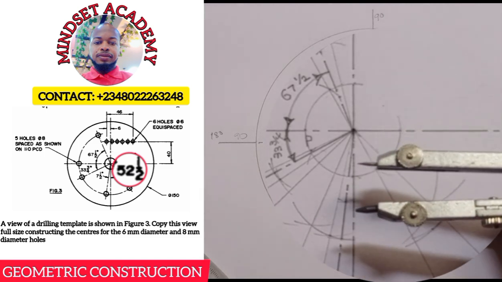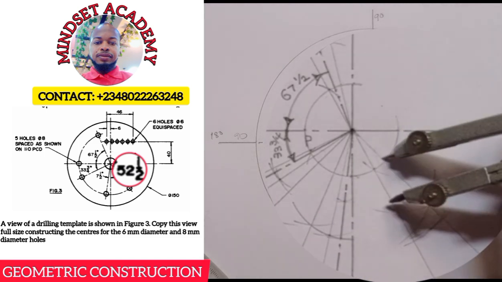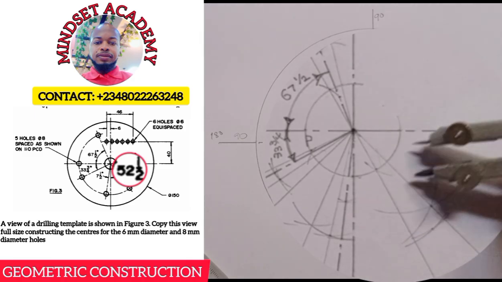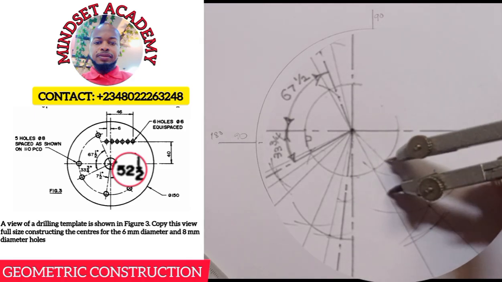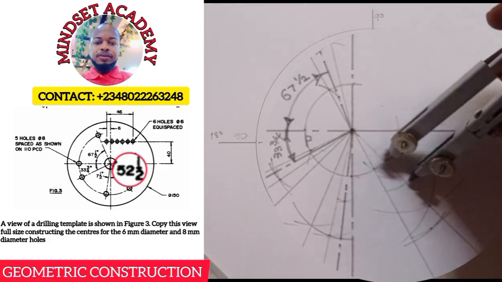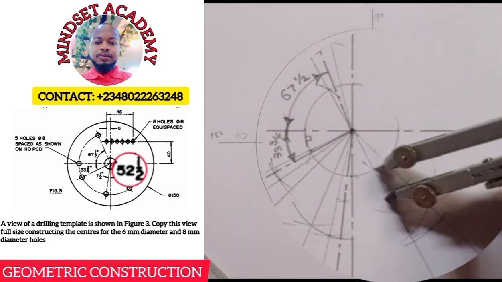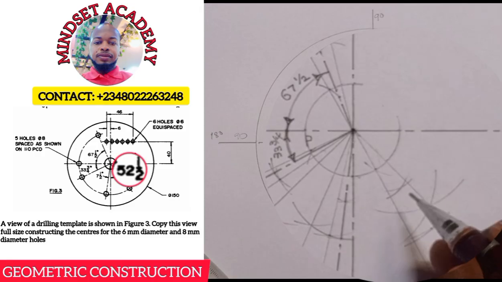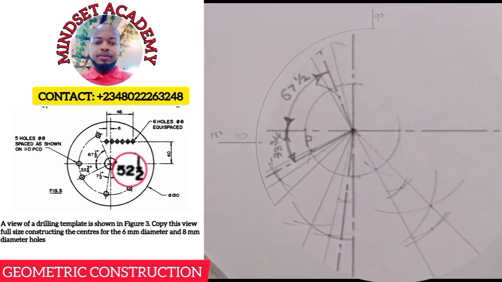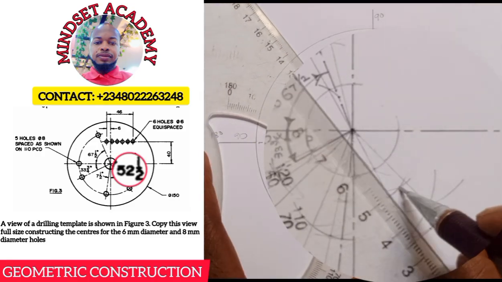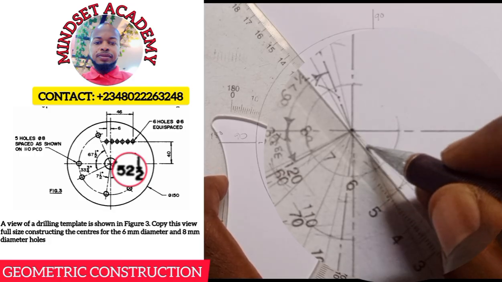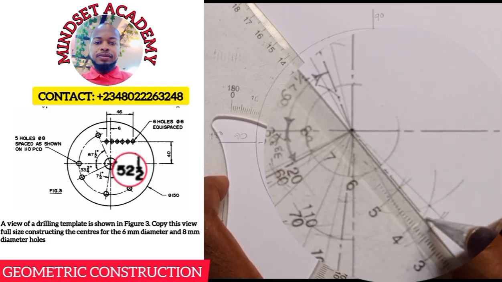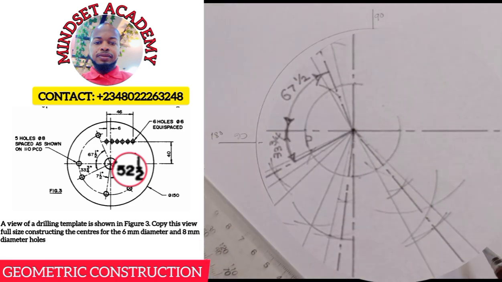Just reduce it a little bit. You place it here. If you want to really see your bisection, you place it here. Alright. You strike an arc. And you place it here also, you strike another arc. So you can see the bisection clearly here. So you draw your line, that will be what you need. So it will now be your center line. Long, short, long, short, long.